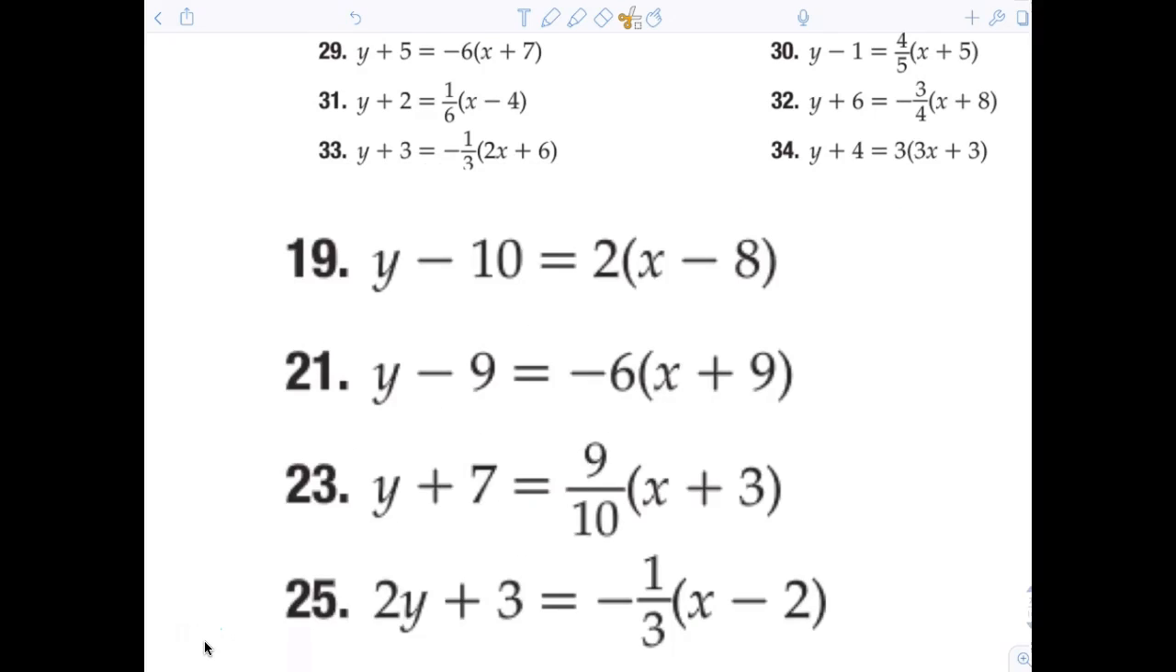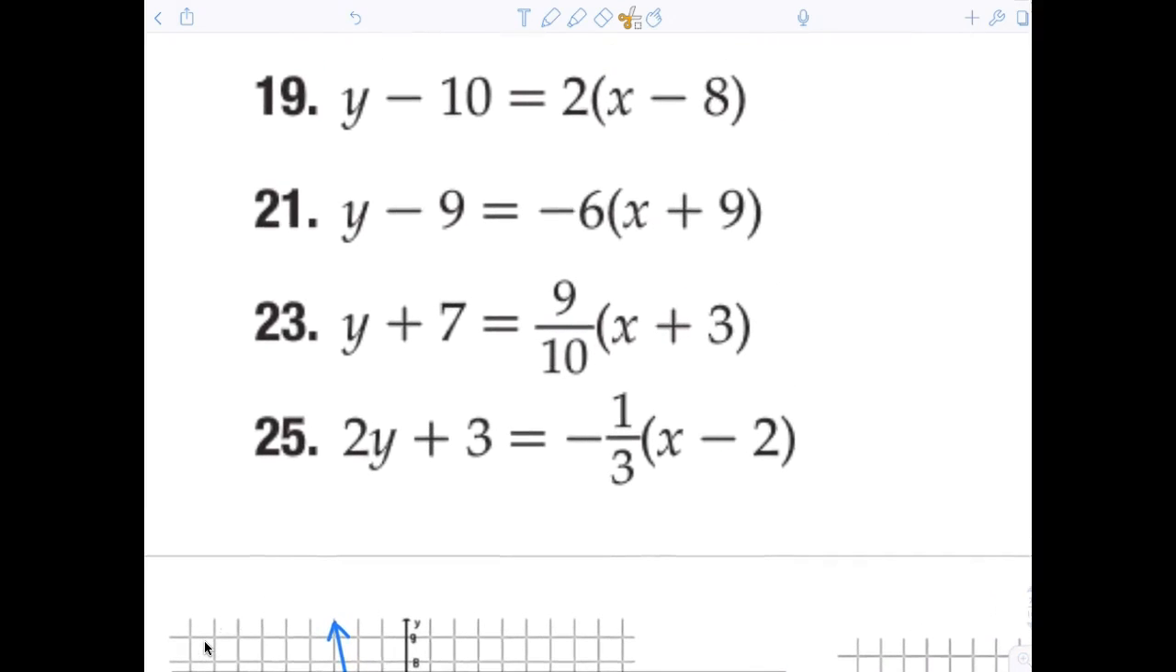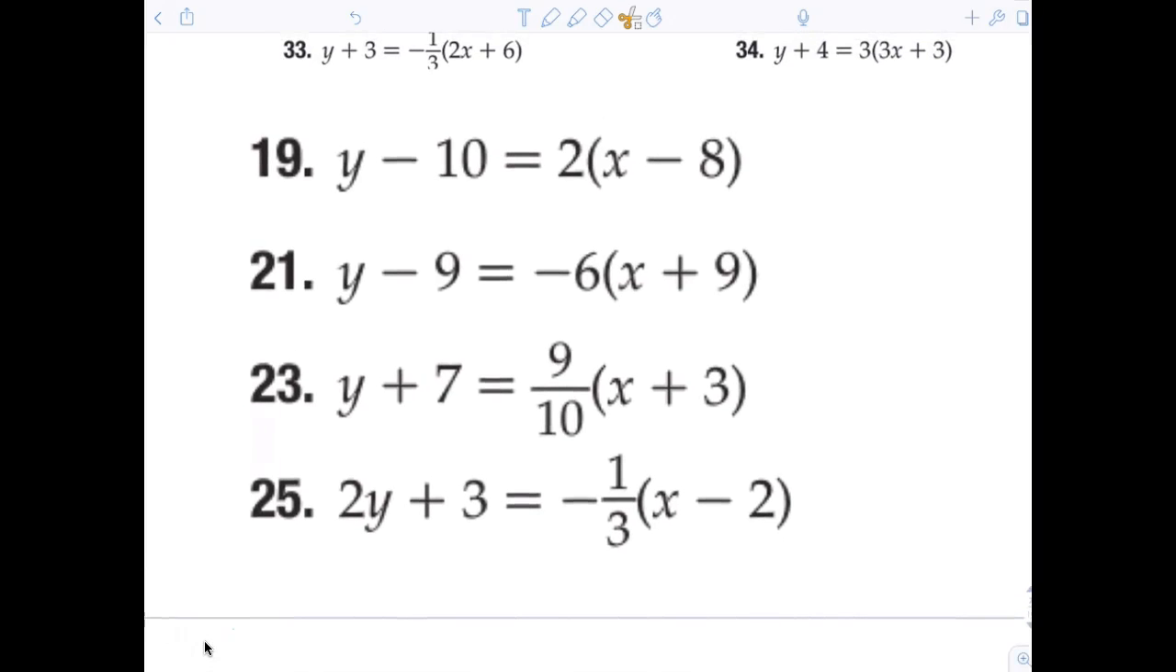All right, here we go. Standard form. Go ahead, Julie. What do I do for number 19? What's the first thing you should do? Yes, distribute. Keep in mind we want ax plus by equals c.